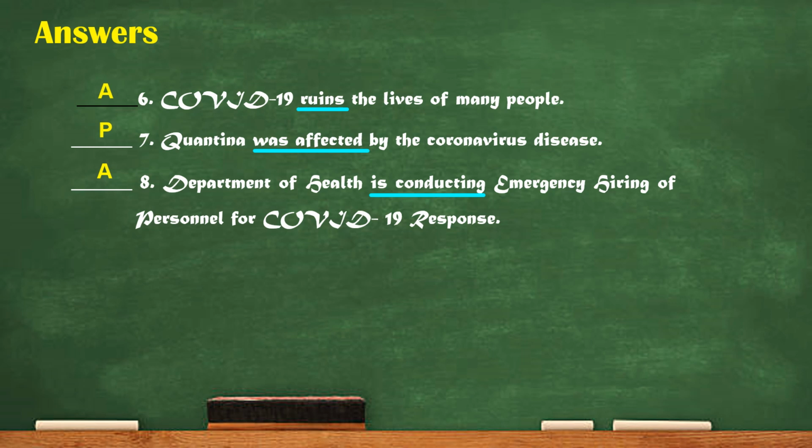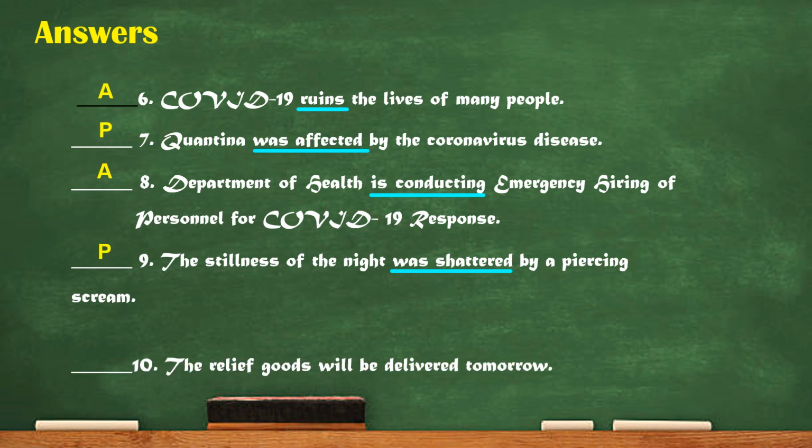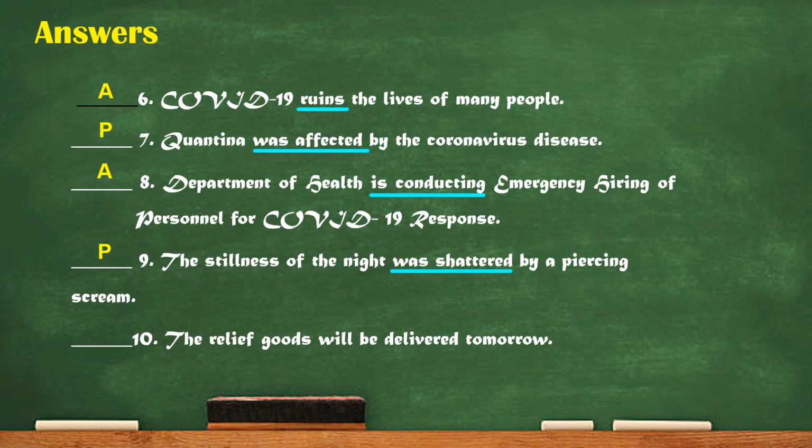For item number 9, the stillness of the night was shattered by a piercing scream. It is letter P and the verb is was shattered. And lastly, the relief goods will be delivered tomorrow. The verb is will be delivered and it is letter P or in the passive voice. Congratulations for a job well done. Let's proceed now to the next activity.